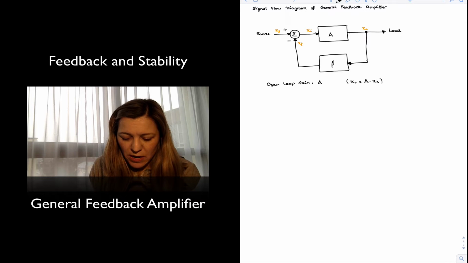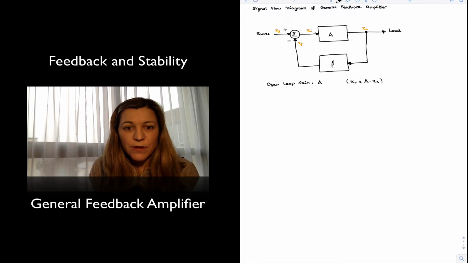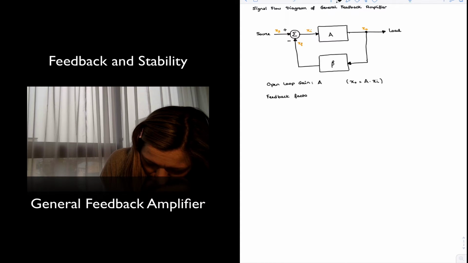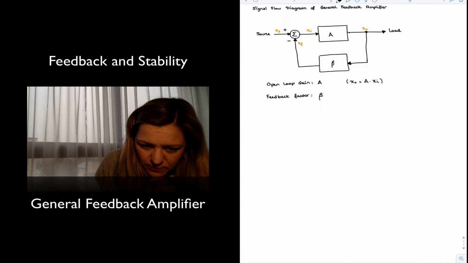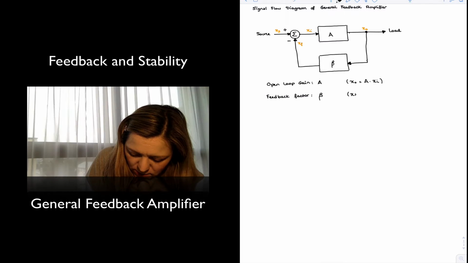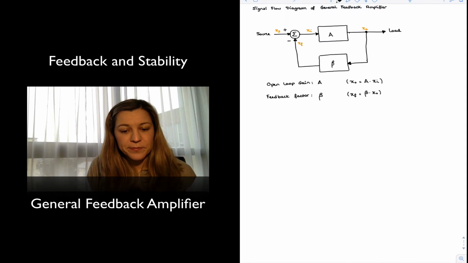Now, as we mentioned, the output is sensed or sampled and fed into the feedback network, where it gets multiplied by the feedback factor beta. And so we have that the feedback signal is equal to beta times the output signal.